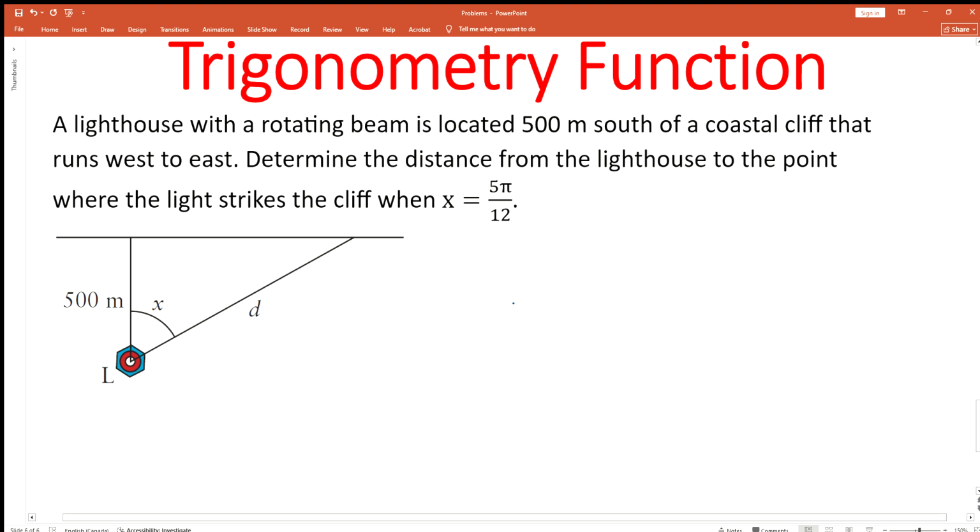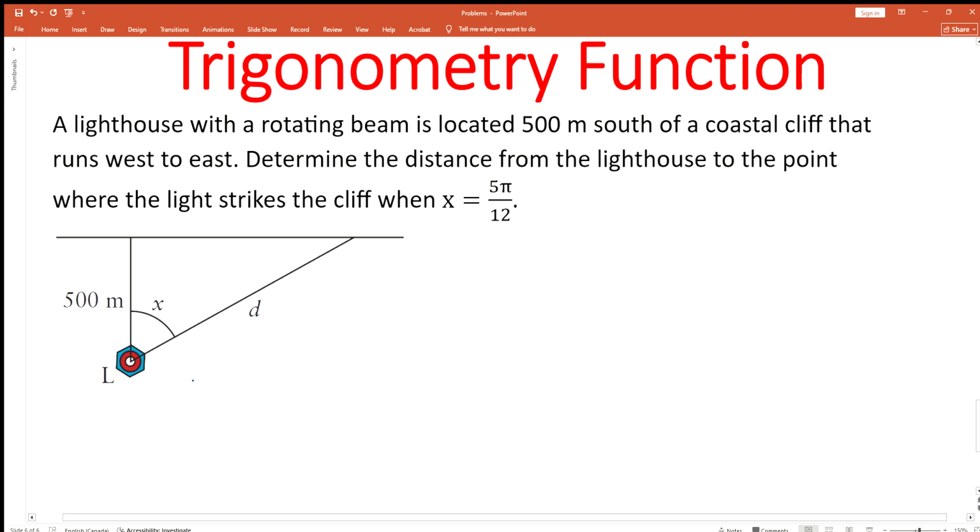In this video, we'll solve a trigonometry function word problem. As per the problem, a lighthouse with a rotating beam is located 500 meters south of a coastal cliff that runs west to east. Determine the distance from the lighthouse to the point where the light strikes the cliff when x equals 5 pi over 12.